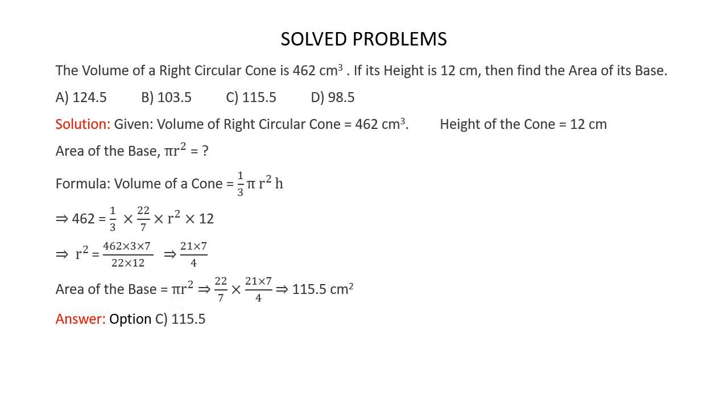Value of pi is 22 by 7. The value of r squared we have found out as 21 multiplied by 7 divided by 4. So substituting these values in the formula here, we get area of the base is equal to 22 by 7 multiplied by 21 multiplied by 7 divided by 4. On solving this, we get the area of the base as 115.5 centimeter squared. So the correct answer is option C, 115.5.